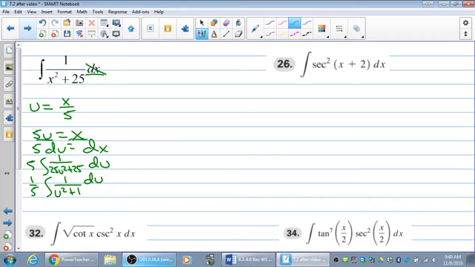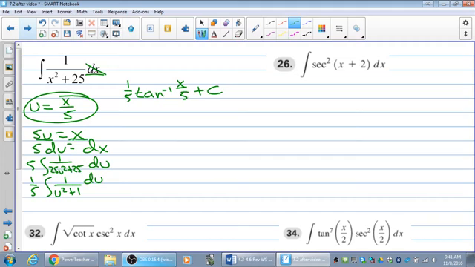We have the derivative of inverse tangent. So the answer is 1/5 inverse tangent of u, which is x over 5. That's right there. And then plus c. So if that number was 49, it'd be u over 7.